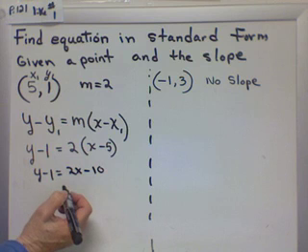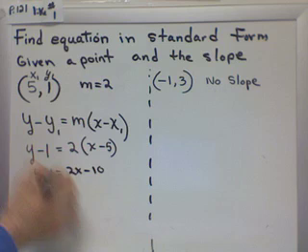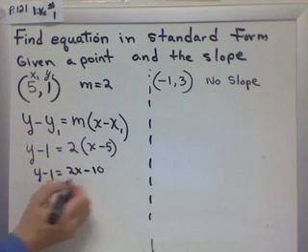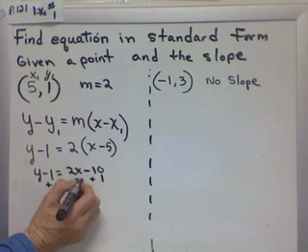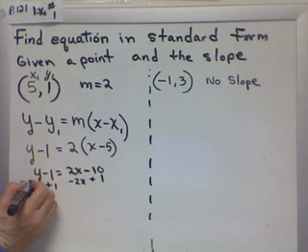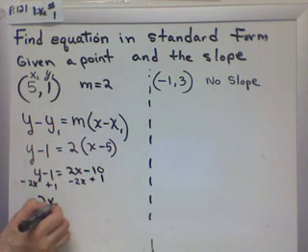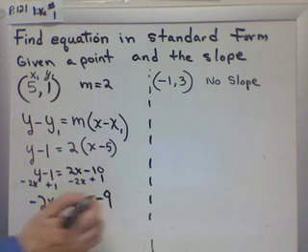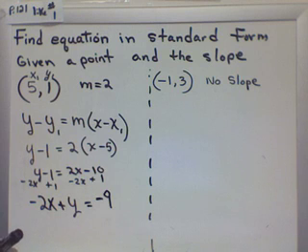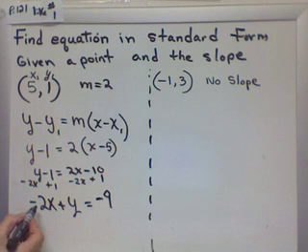Now, to put it in standard form, I need to get the x and the y on one side and the numbers on the other. So first I'm going to add 1, and I'm going to subtract 2x from both sides. So when I do that, I get negative 2x plus y equals negative 9. And that looks like it's in standard form with one technical difficulty. The x has to be positive.